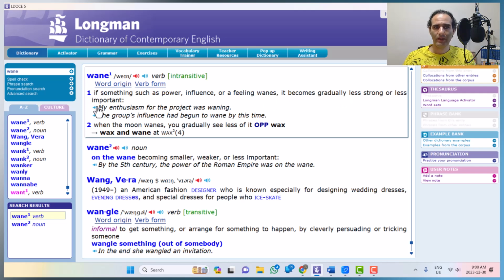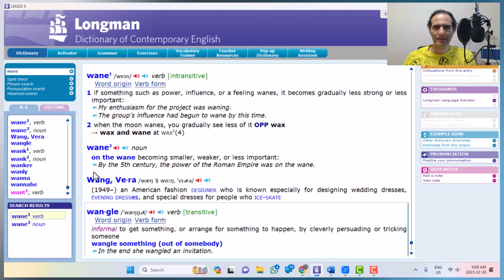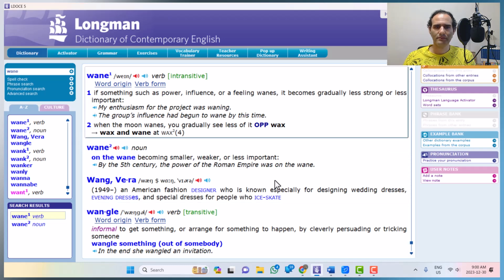So wane. Also here we have again enthusiasm. My enthusiasm for the project was waning, was decreasing, was subsiding. Or the group's influence. The group's influence had begun to wane by this time. So the influence might wane. It means might reduce, okay?